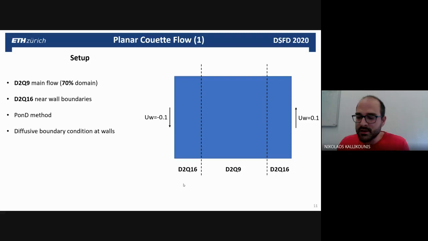The order of the velocity set is important for such flows, and the D2Q9 cannot accurately describe the velocity profile near the walls. So for this reason, we are using the D2Q16 lattice near the walls and the D2Q9 in the main flow. Diffusive boundary conditions are used at the walls.